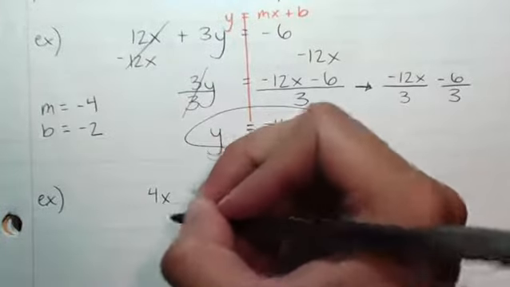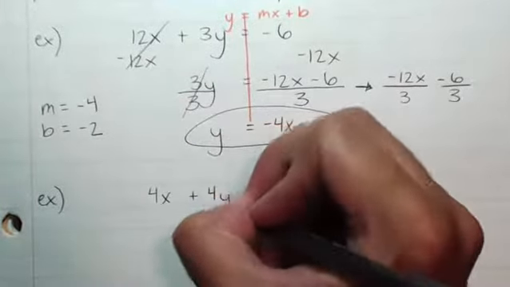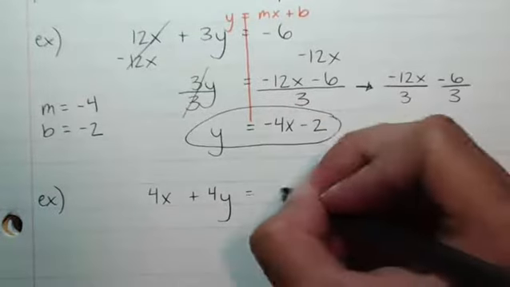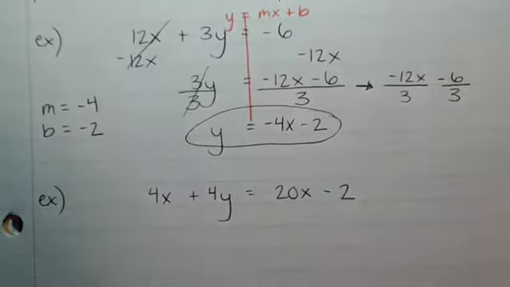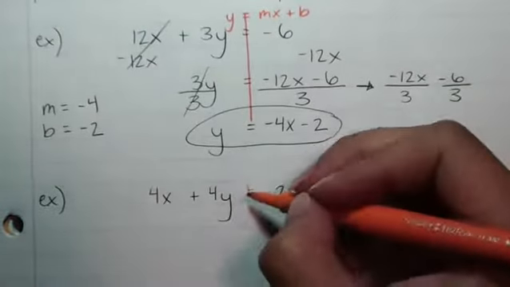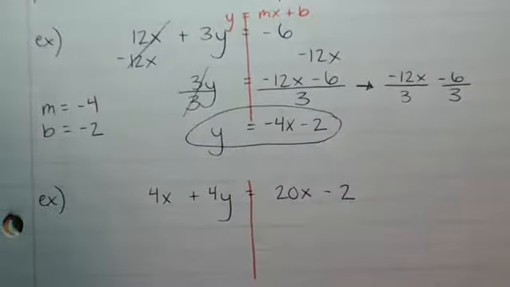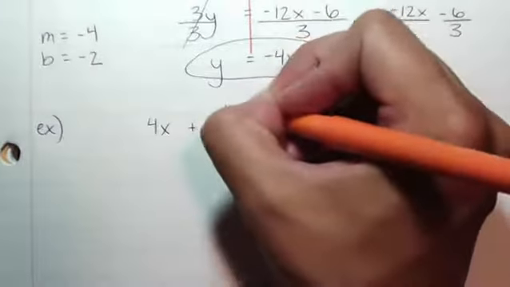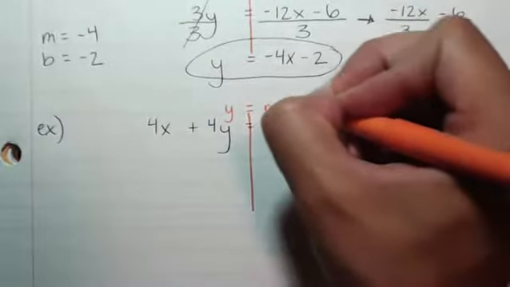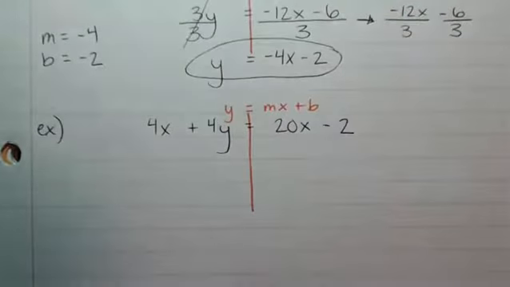Try this one by yourself and then check with your neighbor. 4x plus 4y is equal to 20x minus 2. Again, I gave you this equation. I want you to convert it to slope-intercept form, which means I should have y on the left side and mx plus b on the right side when I'm done. So go ahead and take a second to do that, and then when you're done, check with your neighbor, and when everyone's close to being finished, then we'll go over the answers.